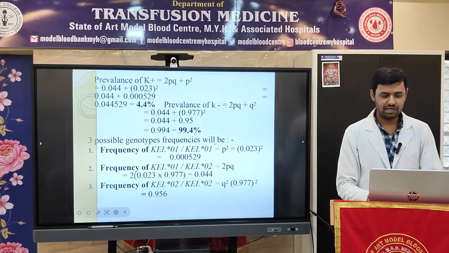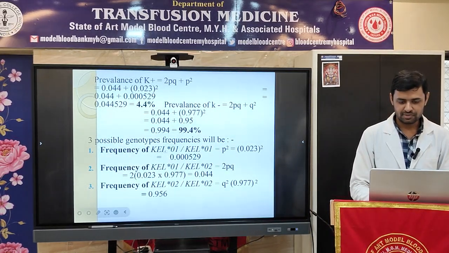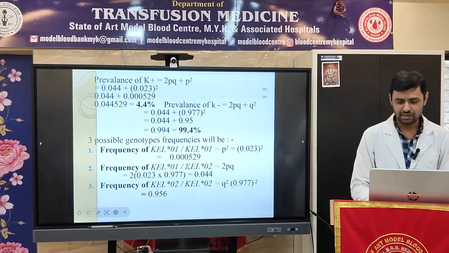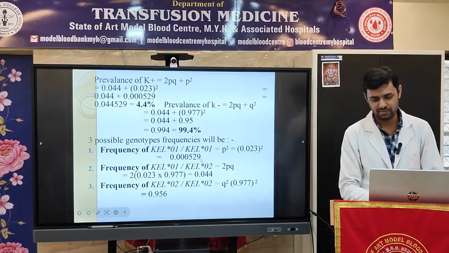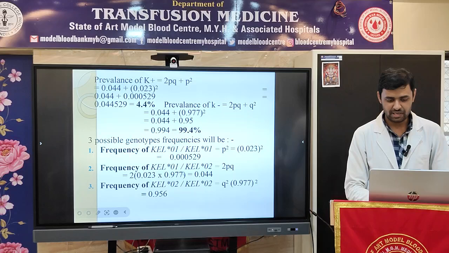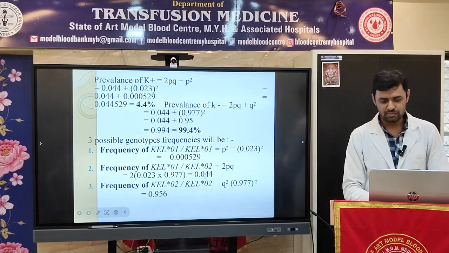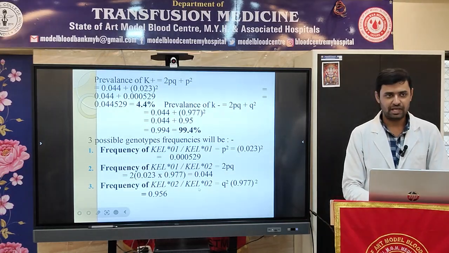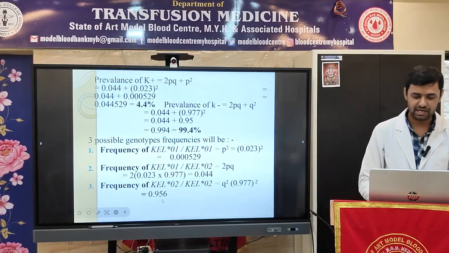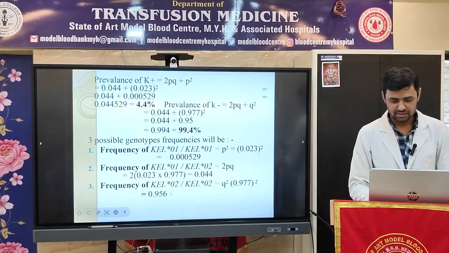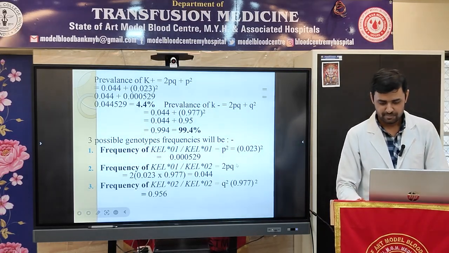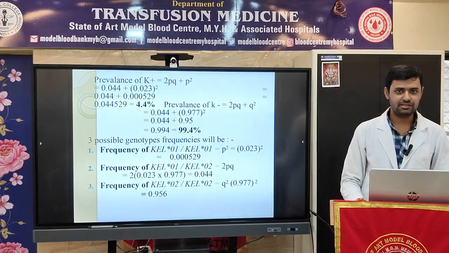Now three possible genotype frequencies will be as follows. The homozygous one, KL1 and KL1, is actually P square. P we know, so by squaring it we come to the percentage of possible frequency of this. And the frequency of KL1 and 2, which is the heterozygous one, is 2pq. By putting the values of P and Q, we conclude that it is 0.044. And the frequency of KL2 and 2, the homozygous recessive, is Q square, 0.977 square, which comes to 0.956. So by adding 0.956, 0.044 and 0.000529, the total comes to 1 only. So we can find allele frequencies and genotype frequencies from the Hardy-Weinberg formula.